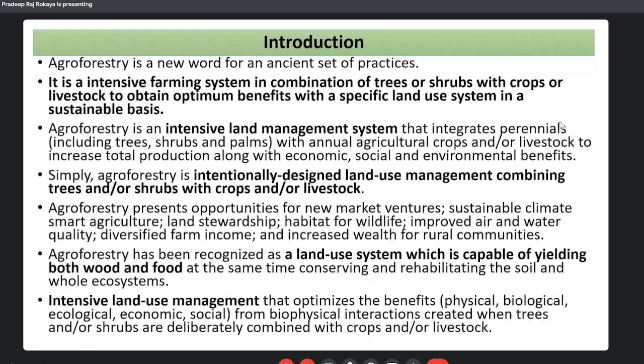Agroforestry is recognized as a land use system which is capable of yielding both wood and food, while at the same time conserving and rehabilitating the soil and the whole ecosystem. It is a kind of land use management system, which works for wood and food, and in land use management it conserves the land and the whole ecosystem.